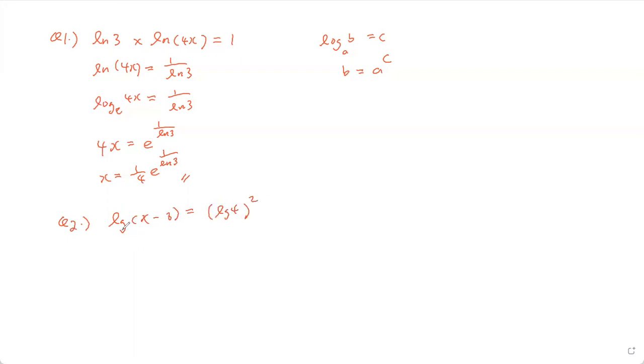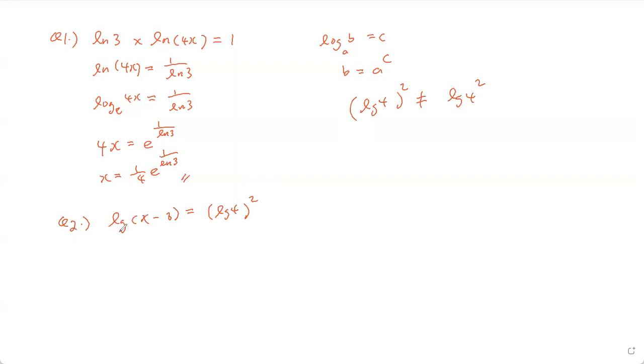Okay, so this is lg, log base 10, of x minus 3 equals to (lg 4) the whole thing squared. All right, so notice that there's a difference between lg 4 squared and (lg 4) squared. So this square only applies to the 4, whereas this square applies to the entire thing. All right, so the value is different. Okay, so don't mix them up.